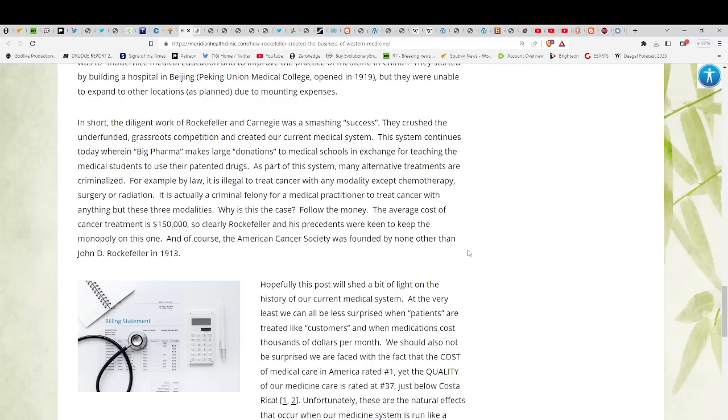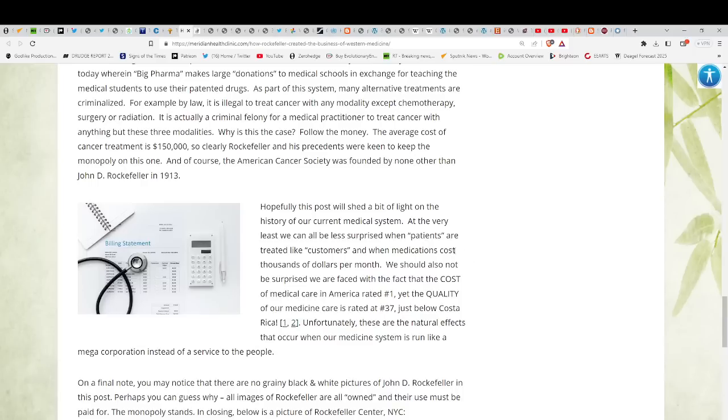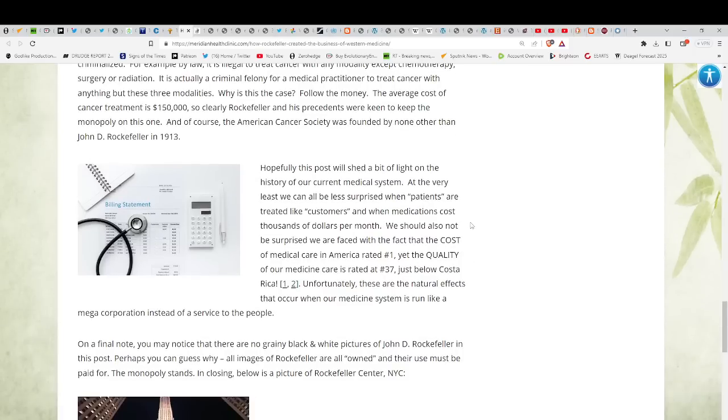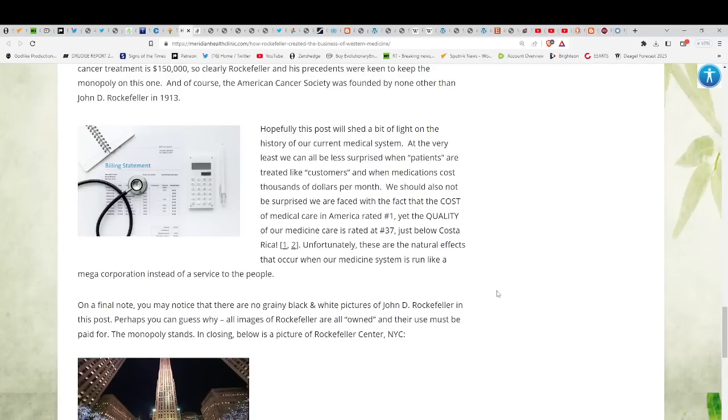And of course, the American Cancer Society was founded by none other than John D. Rockefeller in 1913. Hopefully, this post will shed a bit of light on the history of our current medical system. At the very least, we can all be less surprised when patients are treated like customers and when medications cost thousands of dollars per month. We should also not be surprised when we're faced with the fact that the cost of medical care in America is rated number 1 in the world, yet the quality of our medical care is rated at 37, just below Costa Rica. Unfortunately, these are the natural effects that occur when our medical system is run like a mega corporation instead of a service to the people.